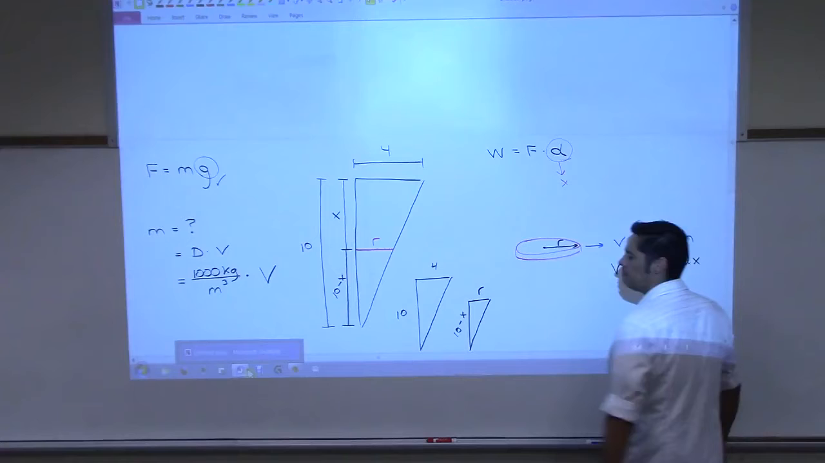But in terms of our formula for work, if work is force times distance, don't we now have what the distance is for that particular slice? If I want to move this slice out of here, this right here is x, right? That's how far it's got to go. So that just leaves us with trying to determine what the force is that's required to move this thing from here to here. All right?